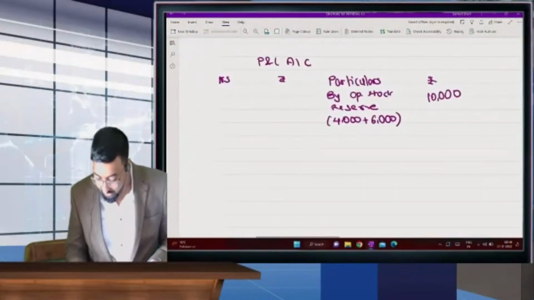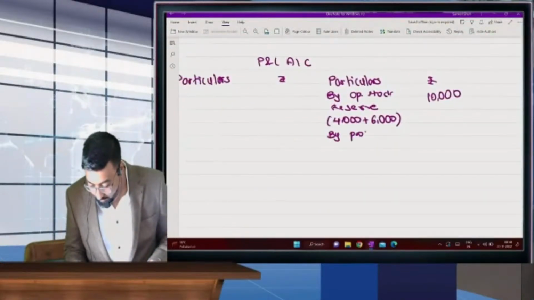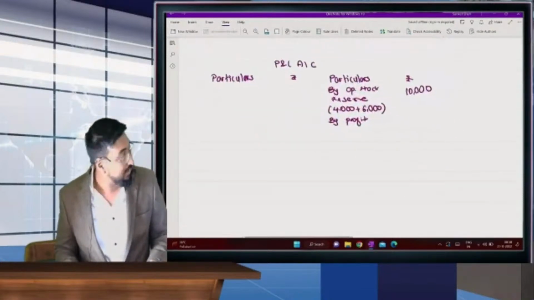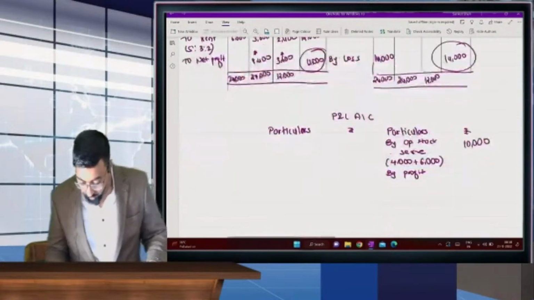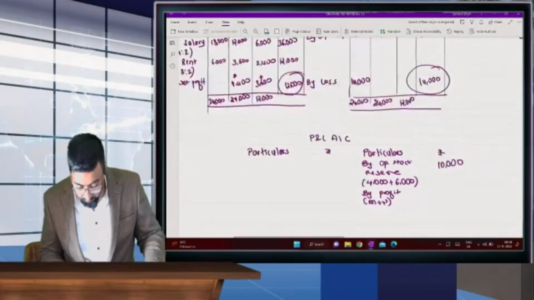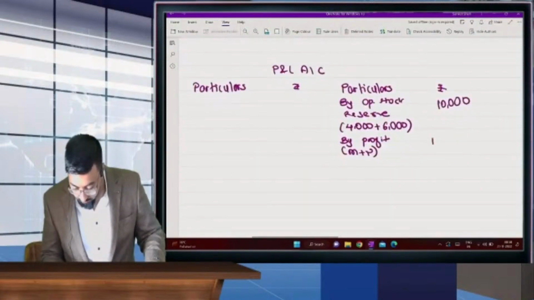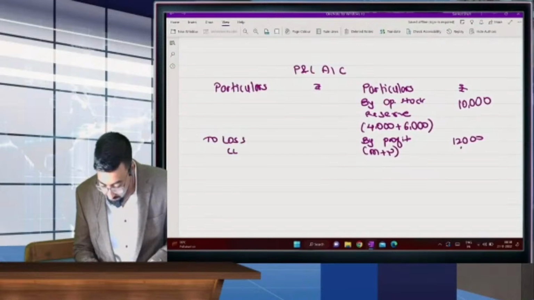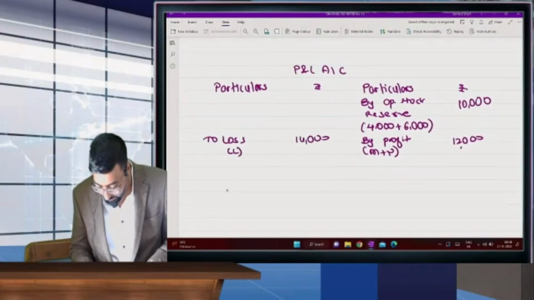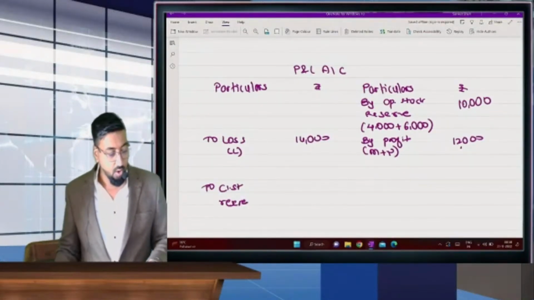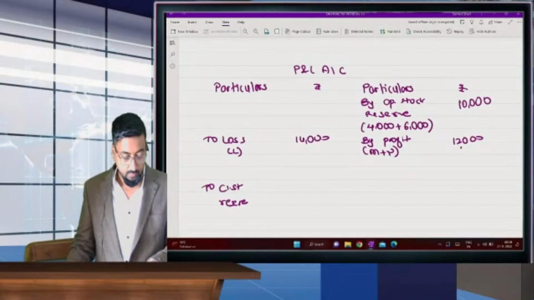Otherwise, I will write by profit of M plus N, 12,000, and to loss of L 14,000. And now a very important concept, to closing stock reserve.